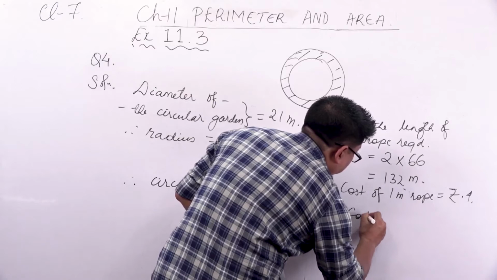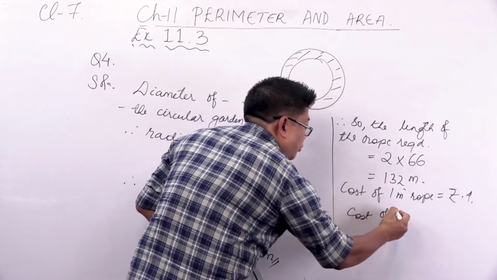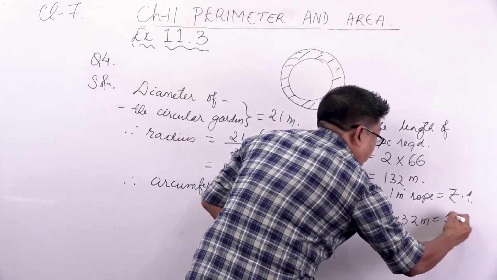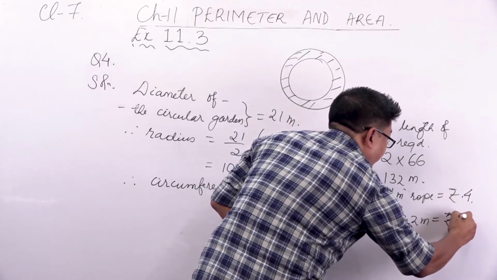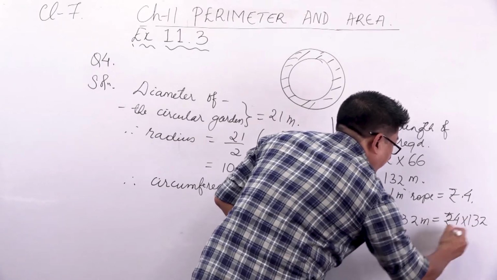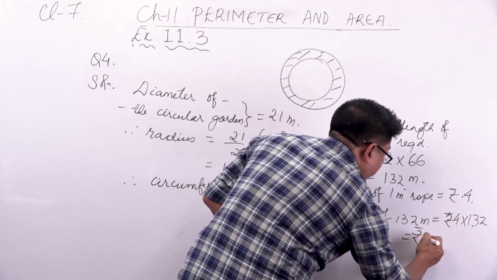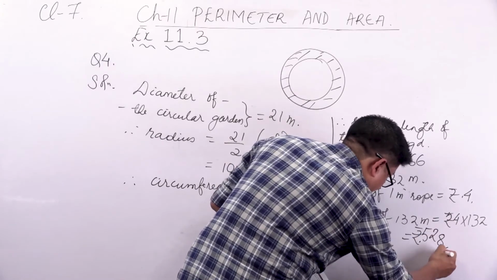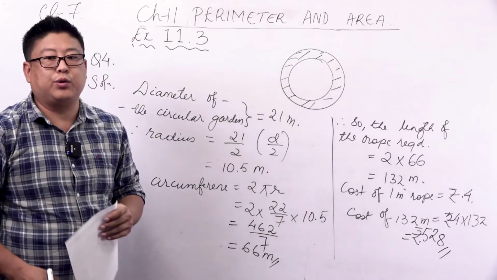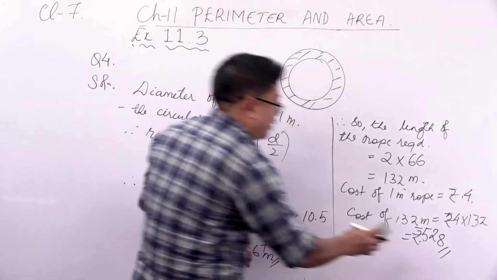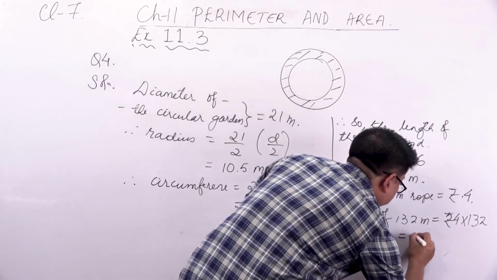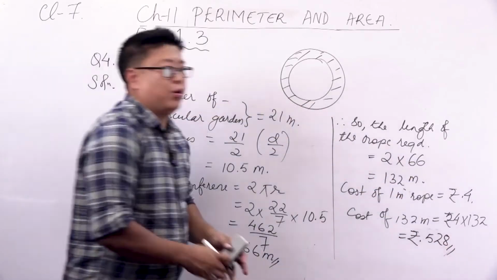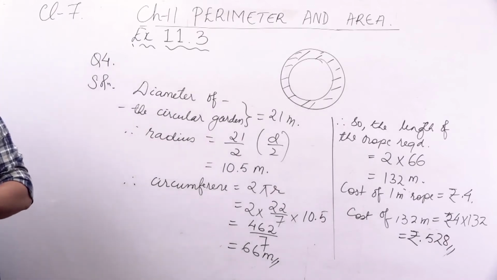So the cost of this 132 meter rope is equal to rupees 4 into 132. So you will get rupees 528. Sorry, I'll just write it properly. Rupees 528. So with this, we will conclude exercise 11.3.